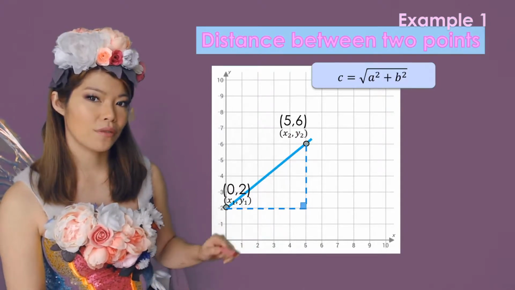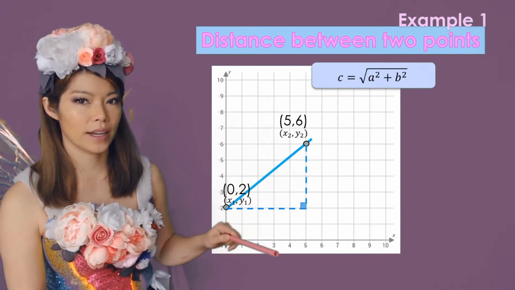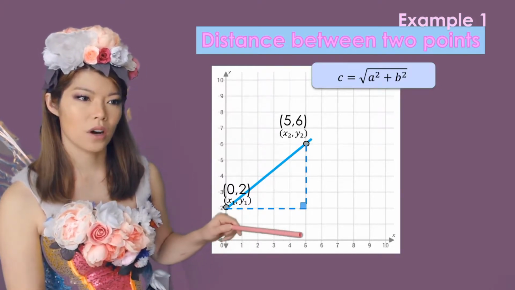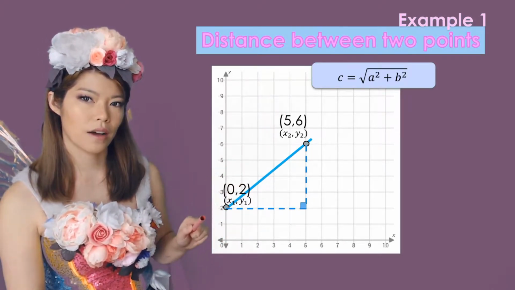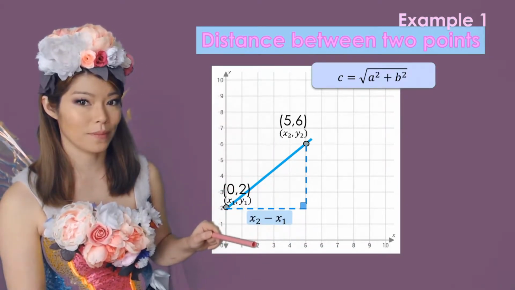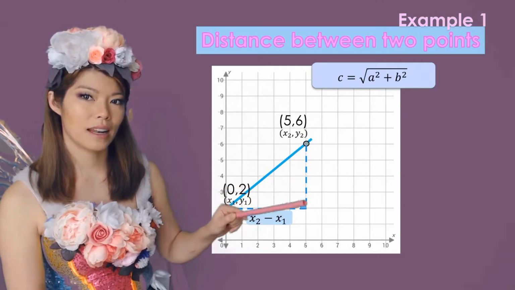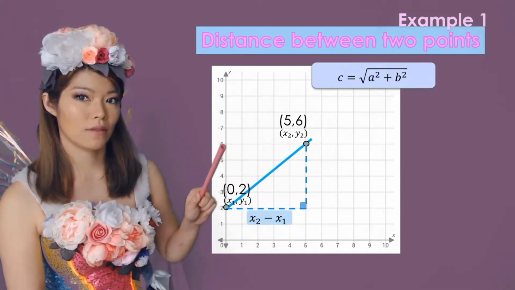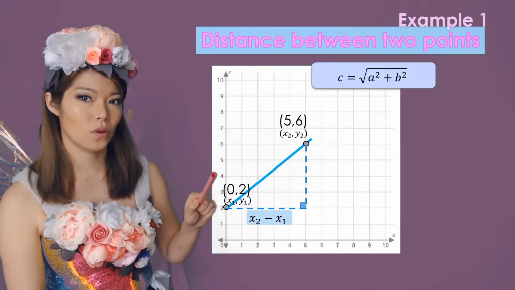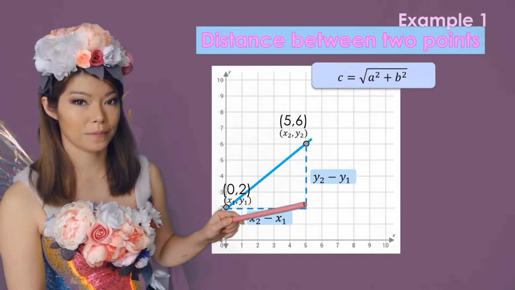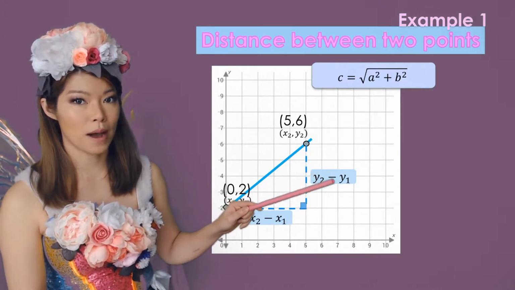So now we have to find what a squared and b squared are. Now we notice that this length here is 5. How do we get 5 from 5 and 0? We did 5 minus 0, so x2 minus x1. And how do we get that length there between 6 and 2? We know that's 4, we can see that. How do we get 4 from 6 and 2? We have to subtract again, or in other words, y2 minus y1.